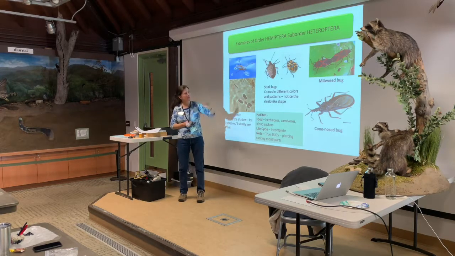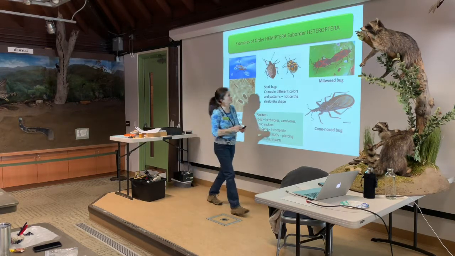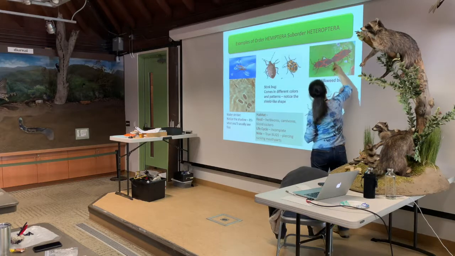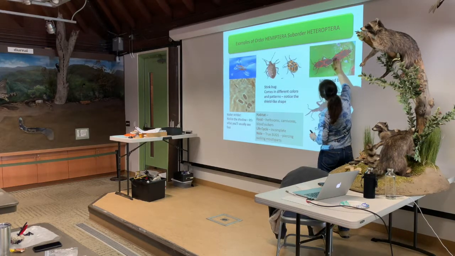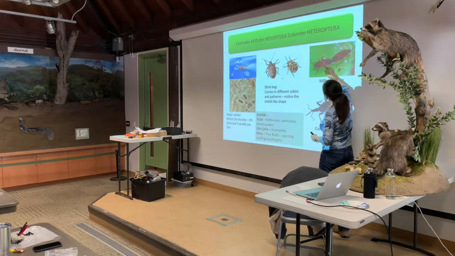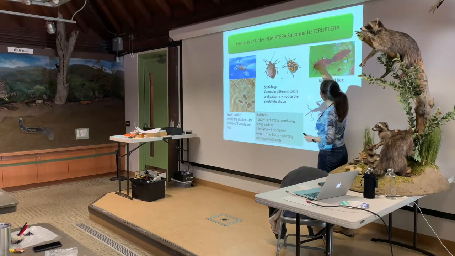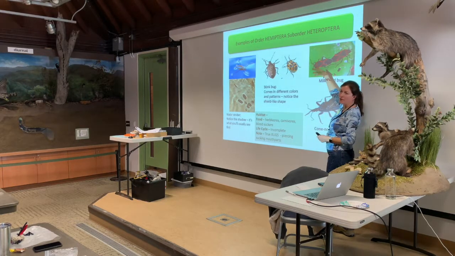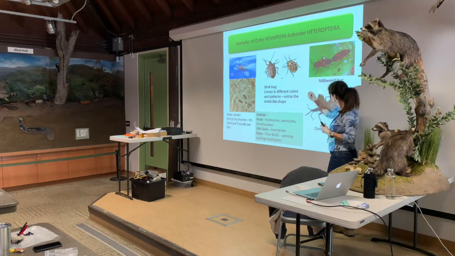Milkweed bug, which you'll often see on milkweed, the same thing where you can kind of see that X-shaped pattern, the membranous part of the wing. They're on the milkweed, poking their proboscis into the plant and getting the plant juices out.